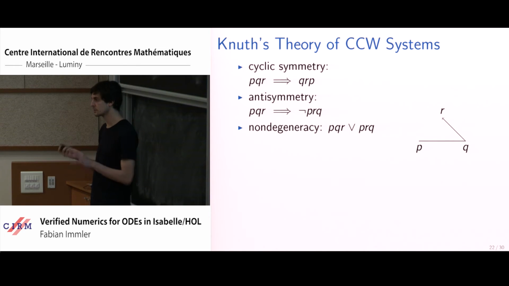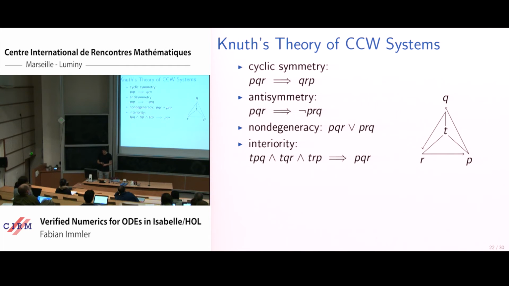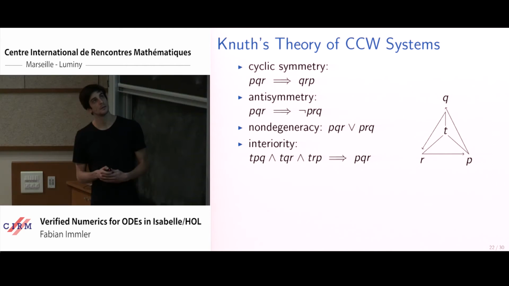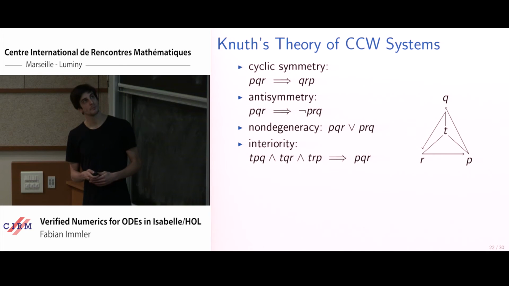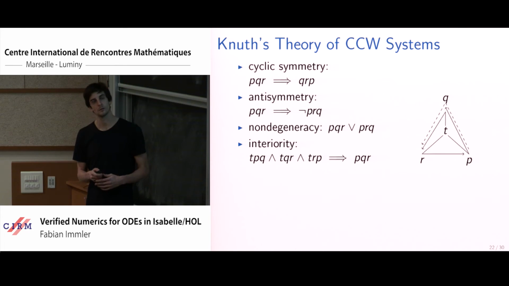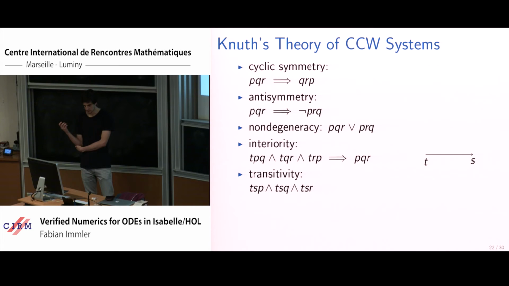Three points always need to be in some orientation. And if we have points oriented like this, TPQ, TQR, and TRP, so T is in the middle of R, P, and Q, then we can also get an orientation for the outside points of the triangles. And most importantly, there is transitivity.